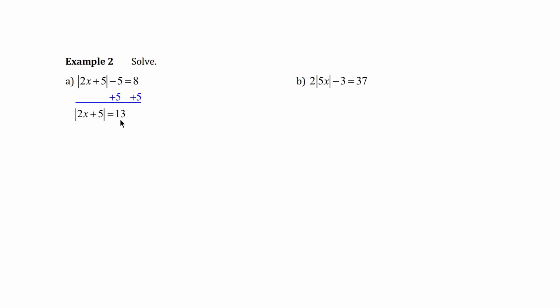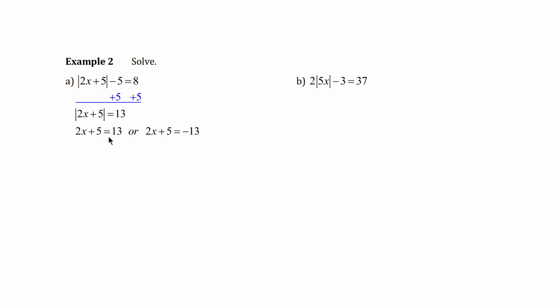So from here, we could apply our absolute value rules. Since our absolute value is equal to a positive number, this would be rule number 1. So we would rewrite this as 2x plus 5 equals 13, or 2x plus 5 equals negative 13. And then from here, we go ahead and solve each of the equations, and then we'll have two solutions.